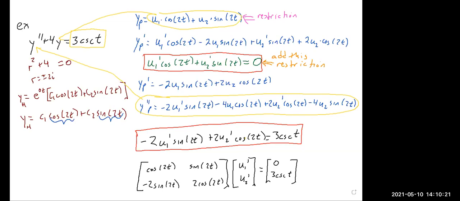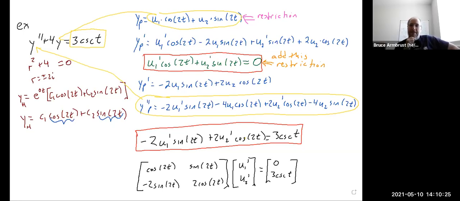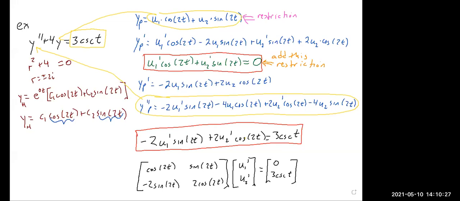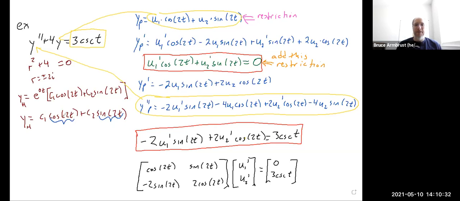Is this a Wronskian? Wait, what? Yeah, good eyes. Check it out. Remember when we built the Wronskian matrix with our solutions? Here were our solutions, cosine 2t and sine 2t. There they are. The next row is their derivatives.